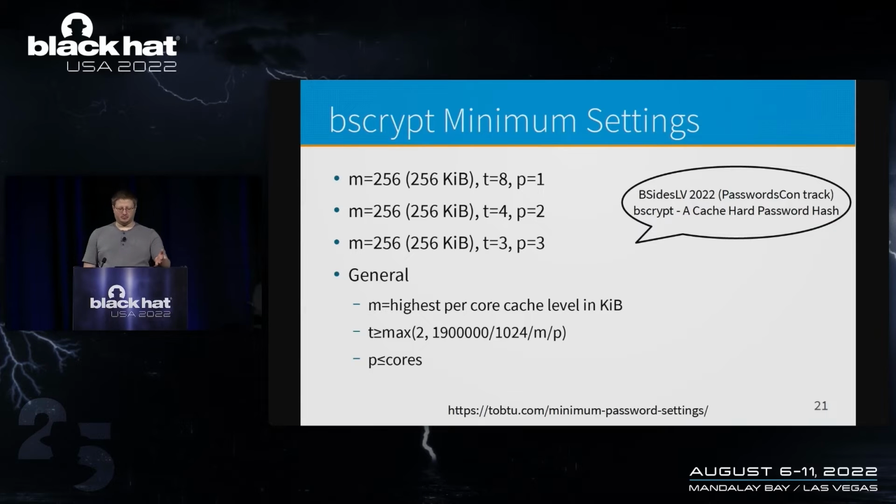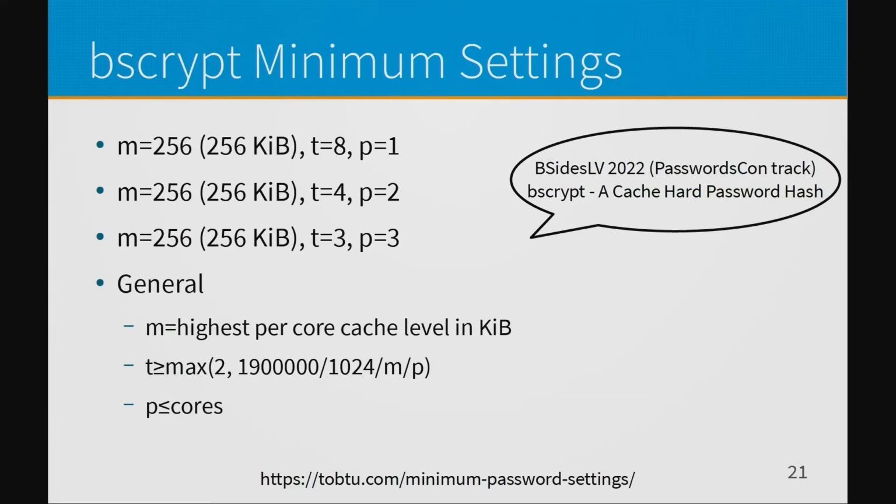So those are the minimums. These are actually extremely fast. You can go way higher. These are runtimes of milliseconds. So the 1.9 million in the, I should have highlighted that, whatever. So basically, in general, you want to use the highest cache level per core. And then for number of iterations, T, that's based on how many memory transactions a current GPU gets.